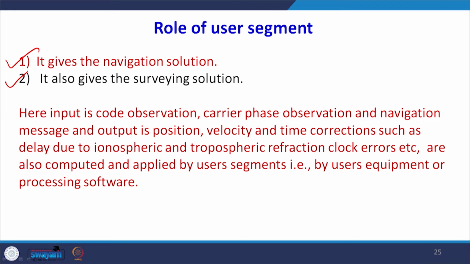So, here we are receiving the codes, carrier phase observations and navigational messages, and that is converted into position, velocity and time. And then ultimately we are using the processing software in order to determine the correct coordinates of the point. So, the user segment has a receiver unit.